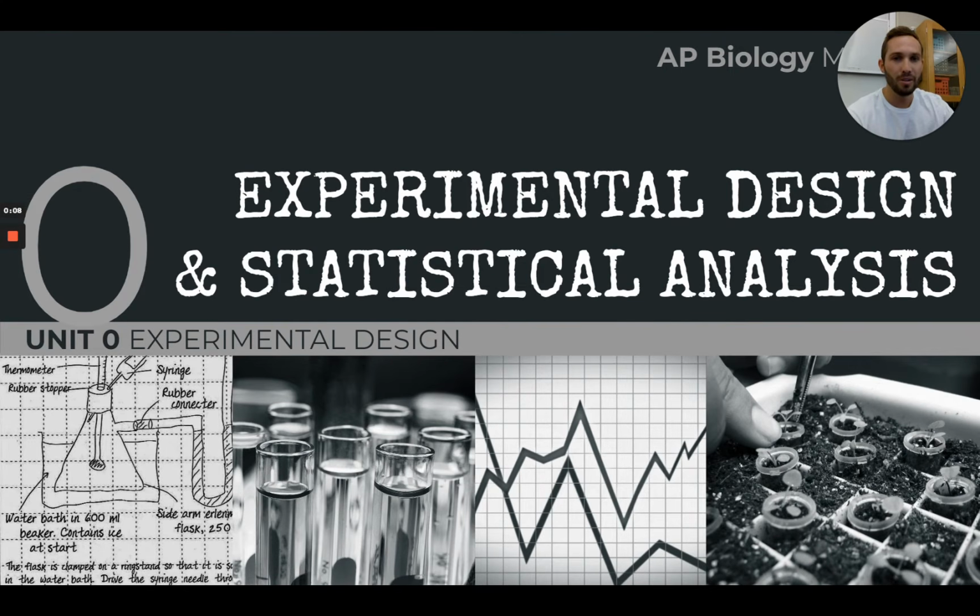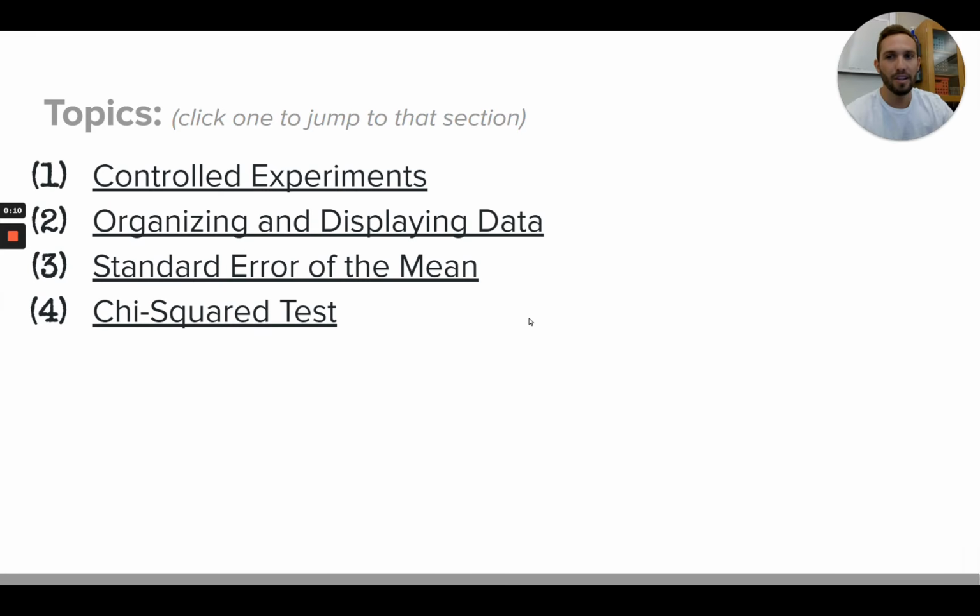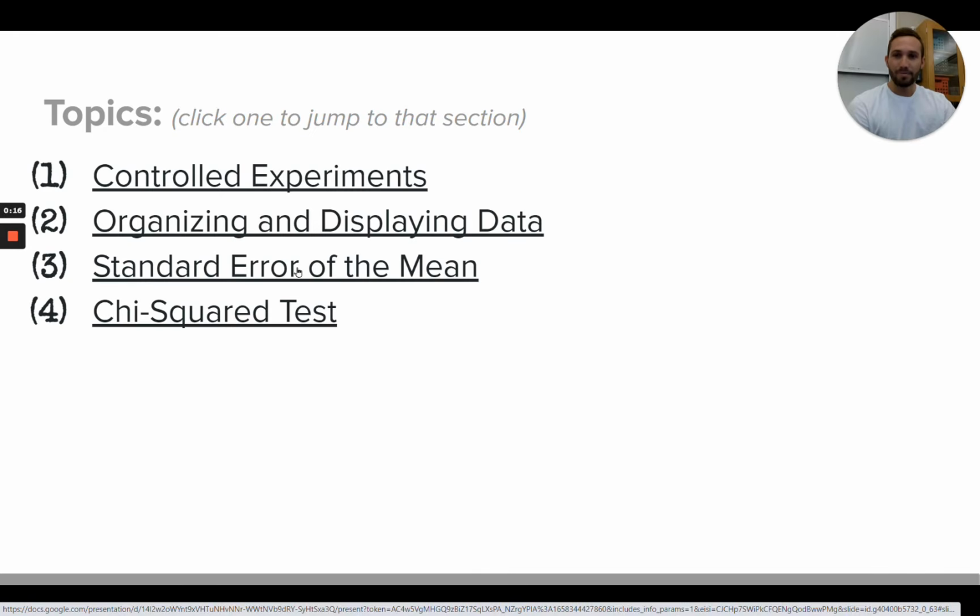Today, in this video, we're going to be looking at topic 3 of these notes, which is standard error of the mean. In the last two videos, we talked about controlled experiments and what those look like and the different components of those experiments in science. We looked at how data is organized and displayed on different types of graphs. But today, things are going to get a little bit higher level.